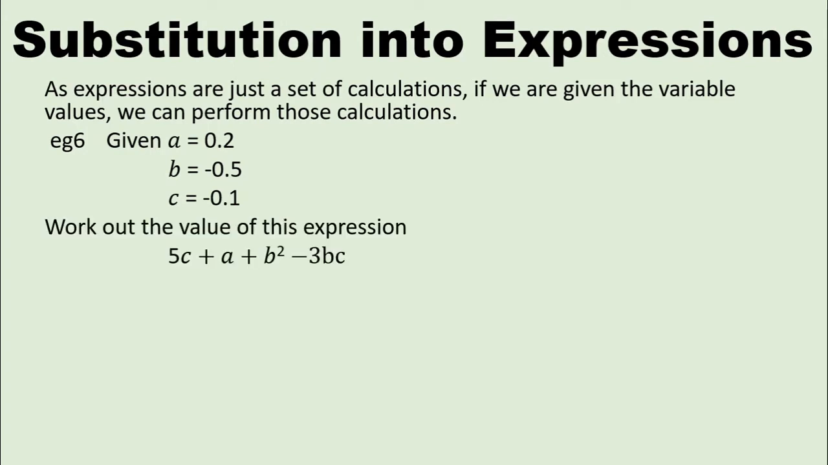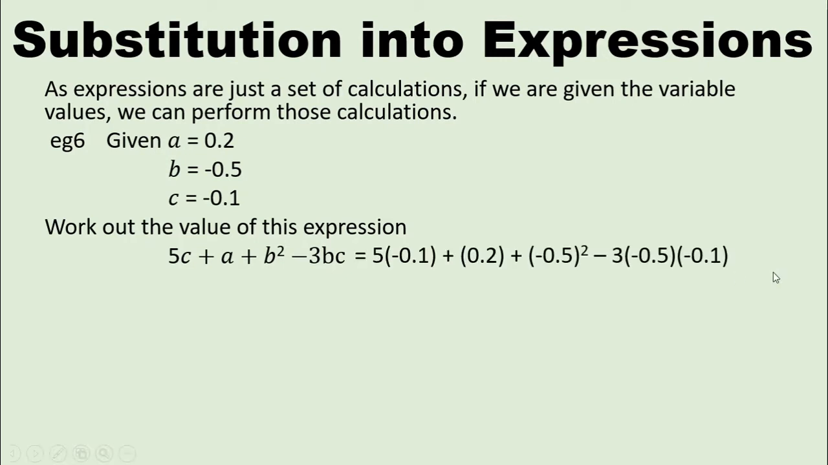So let's work through this expression: 5c plus a plus b squared minus 3bc. It's just an expression. It is not set equal to anything, and we are not told that it will calculate anything in particular. We're just asked to perform these calculations given the values of a, b, and c. So let's start by substituting those values into the expression. So replace the letters with their values. Don't forget to use brackets. That's going to become really important in this example.